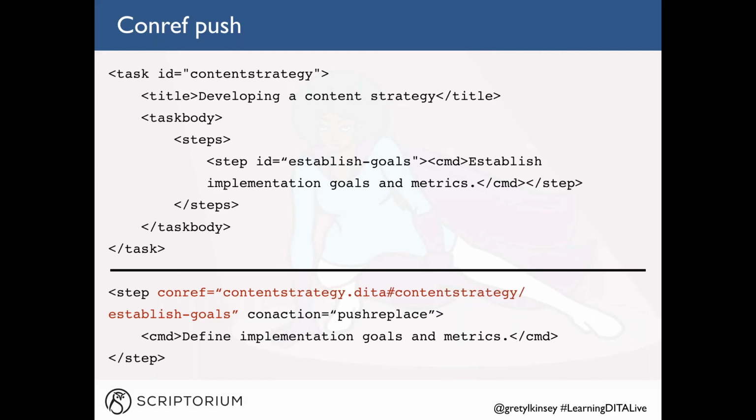But what makes conref push different is this piece here after it, the conaction attribute. So in here, you can see that we have given this attribute a value of pushreplace, and that tells us we're going to be replacing the step in our other topic with this one. So when we publish this content strategy task topic up here, the step we originally had that says establish implementation goals and metrics is going to be replaced in the output with this new step that says define implementation goals and metrics.